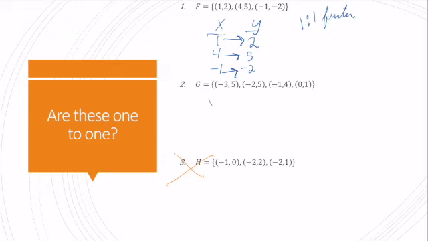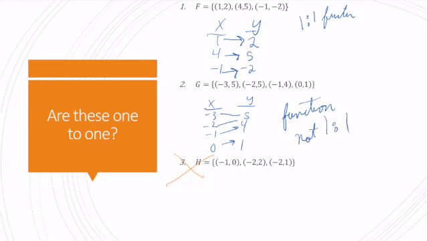Here I have x is negative 3, negative 2, negative 1, and 0. Y is 5, 4, and 1. Well, because negative 3 and negative 2 both go to 5, this is a function, right? It's still a function. It's just not one-to-one, okay? So because this is a one-to-one function, it has something that will be its inverse, right? That will be its opposite.